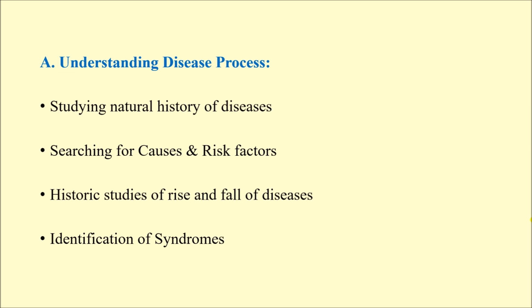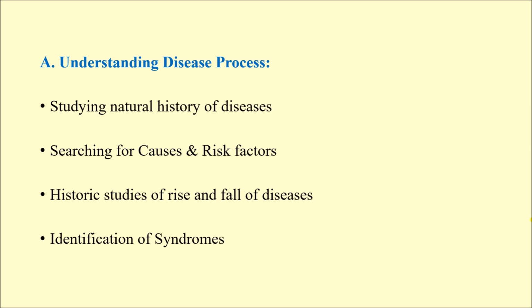So, it is very important for us to understand how a disease occurs in the human body, how it progresses and how it ends, and this is important in terms of prevention and control of the situation. The next one is searching for causes and risk factors. Of course, with epidemiological studies, especially with different analytical studies, we can try to find out different etiological agents, risk factors, etc., leading to different communicable as well as non-communicable diseases.